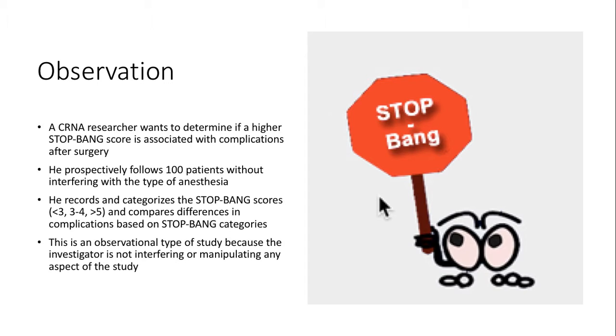Then what he could do is, if he had them fill out some simple questionnaires, maybe the STOP-Bang, he can calculate the overall raw score, and break them up into a score less than 3, 3 to 4, and greater than 5, which are common score groups. So he can categorize that score. And then he can look and see if there are differences between those 3 score groups and complications.